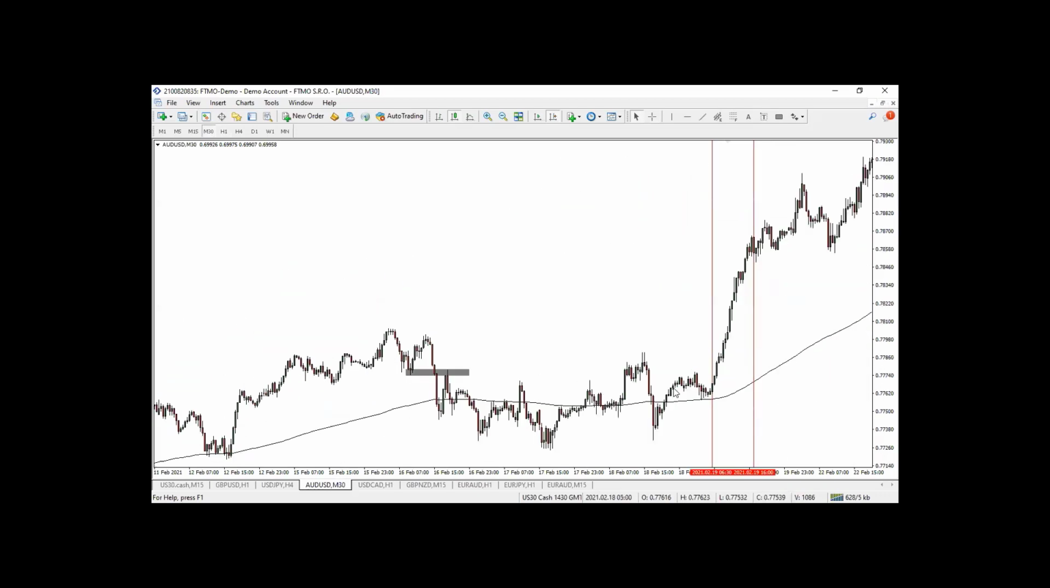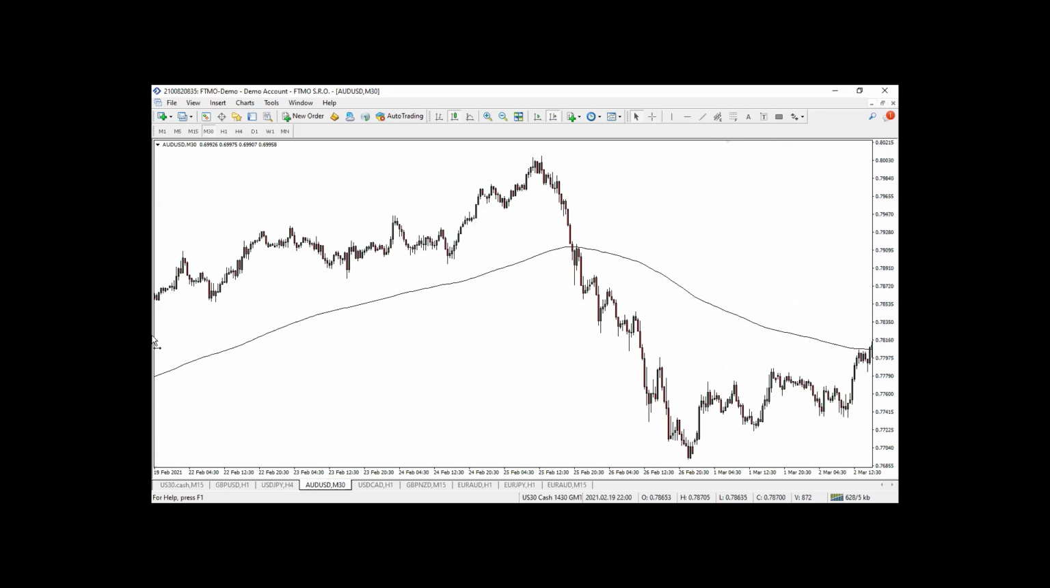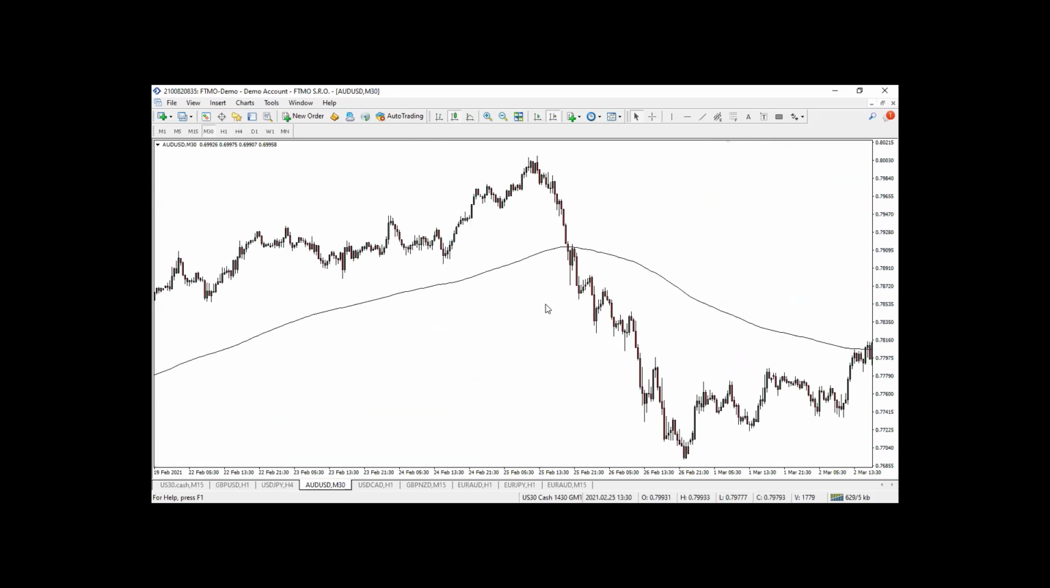We have looked at all this. So let's look at some other one. Look at break and retest here. Very clear break and retest. Can you see it even without marking it? Let's mark all the break and retest.